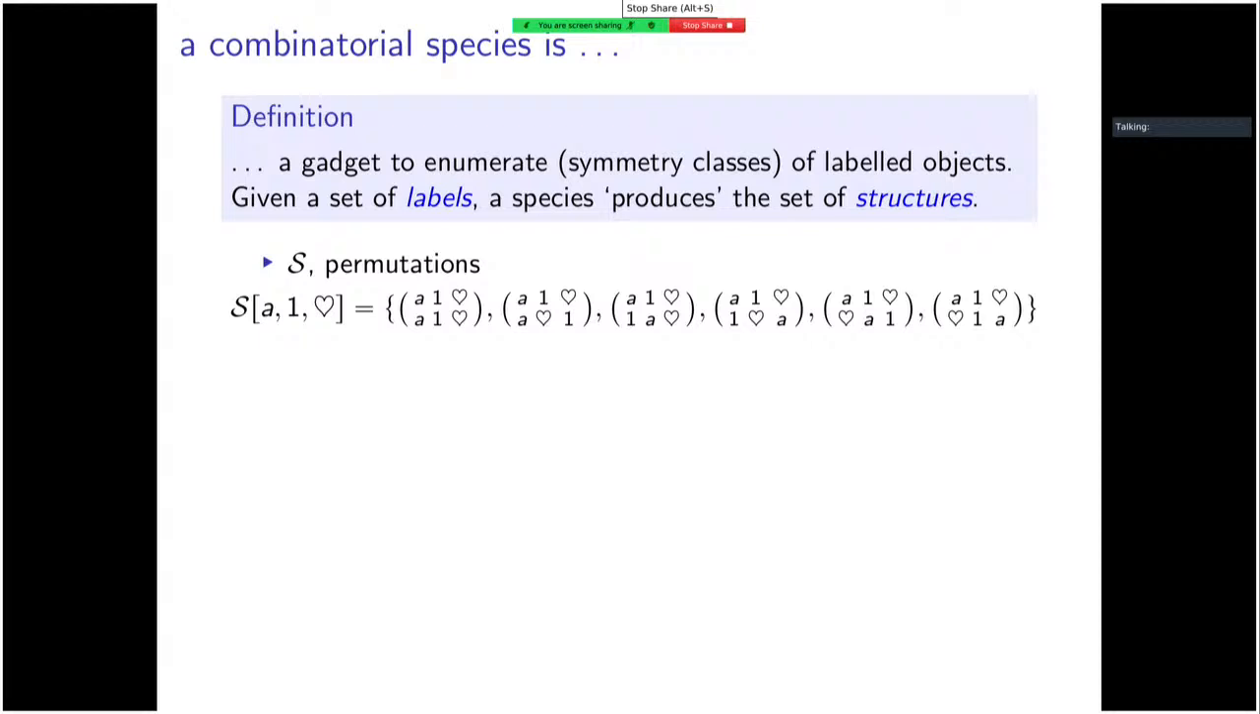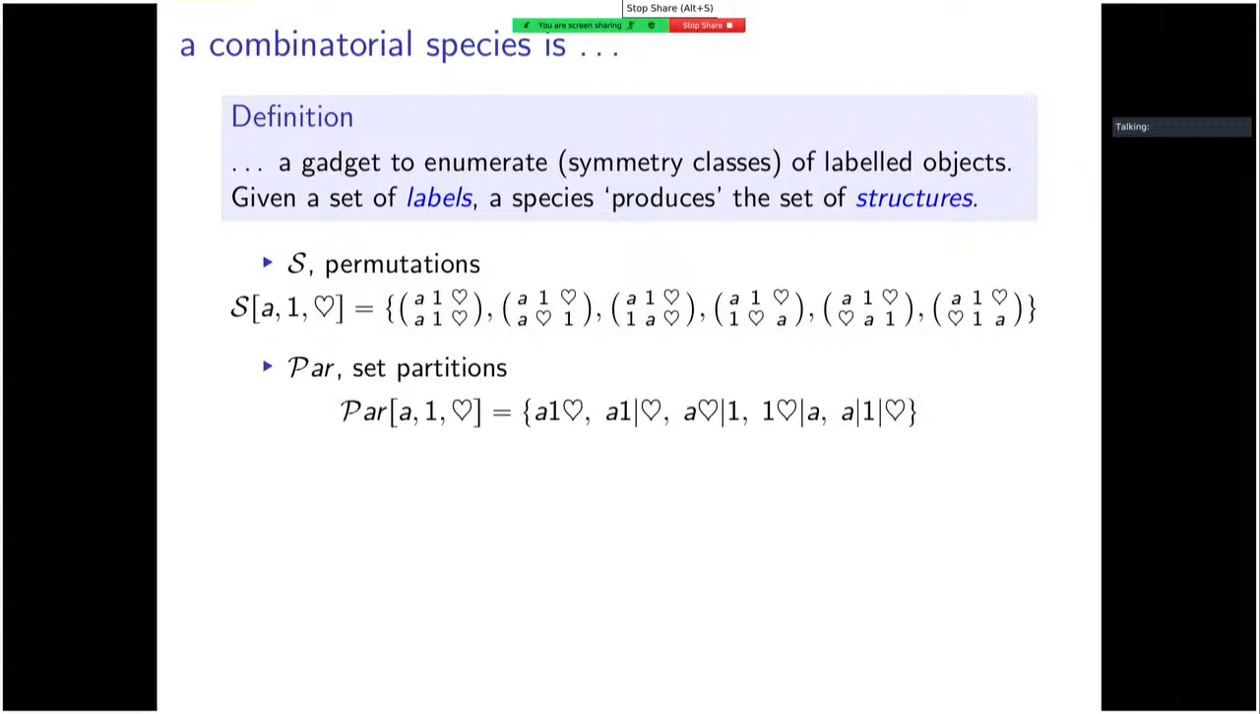The first element is, I write permutations in 2-line notation. A should be mapped to A, 1 to 1, and heart to heart. That would be something like identity. Or here, A is mapped to heart, 1 is mapped to A, and heart is mapped to 1. That's something like a cycle. So I rather think of permutations as bijections, actually.